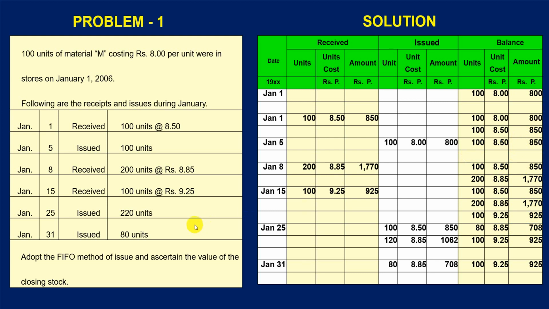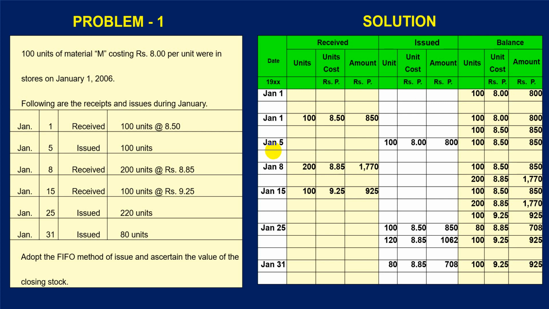The problem starts with, on January 1st, we have received 100 units at the rate of ₹8.50. That is taken in the received column, 100 units with a unit price of 8.50, which comes to 850 rupees. Now in the balance column, the previous balance has to be written first, and then this received material is added to it. And on January 5th, they have issued 100 units. That is written in the issued column as 100 units issued, at a cost price of 8 and an amount of 800.